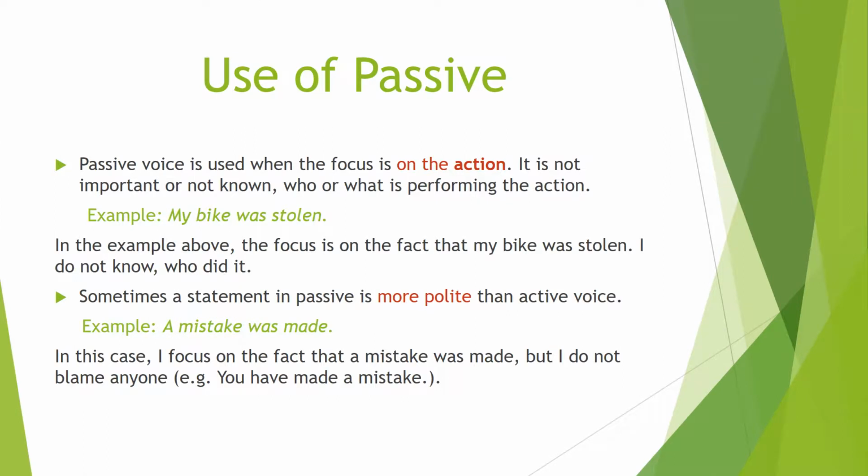Passive voice is used when the focus is on the action. It is not important or not known who or what is performing the action. For example, my bike was stolen. In the example, the focus is on the fact that my bike was stolen. I do not know who did it.